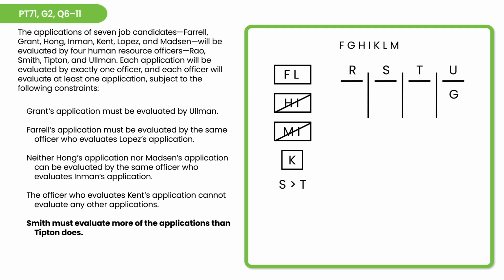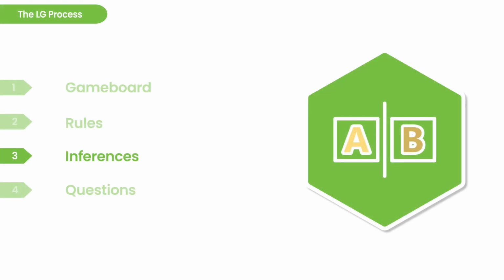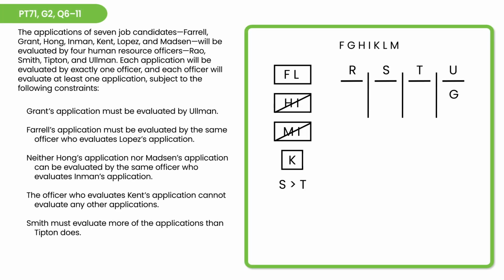Now that we've got the game board set up and the rules notated, we're ready to move to the inferences. Inferences are essentially the implicit rules, the things that they didn't say but that are implied by the things that they did. Are there any inferences here? Well, not much. But because this game is open, meaning we don't know how many candidates are going to go to each officer, we should probably consider that. So let's revisit the fact that S is going to review more applications than T. If S has more than T, we should consider what's possible numerically.